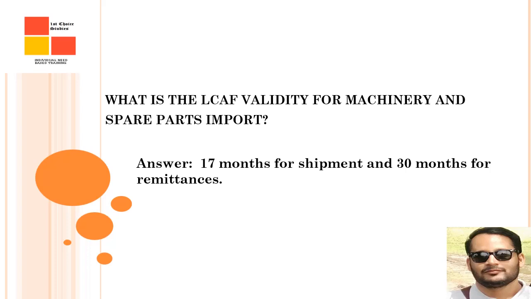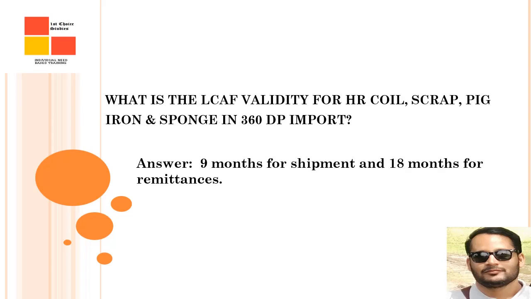What is the LCAF validity for machinery and spare parts import? Answer: 17 months for shipment and 30 months for remittances. What is the LCAF validity for HR coil, scrap, pig iron and sponge and 360 dp import? Answer: 9 months for shipment and 18 months for remittances.